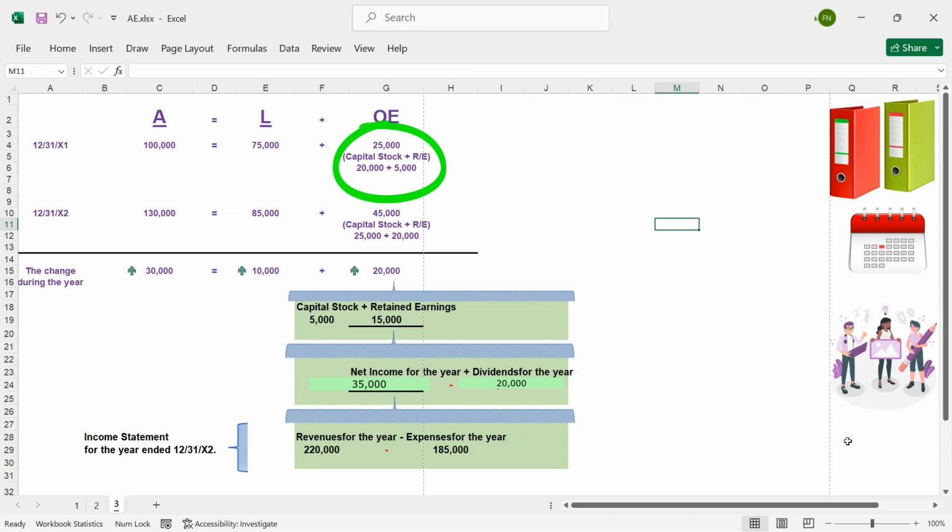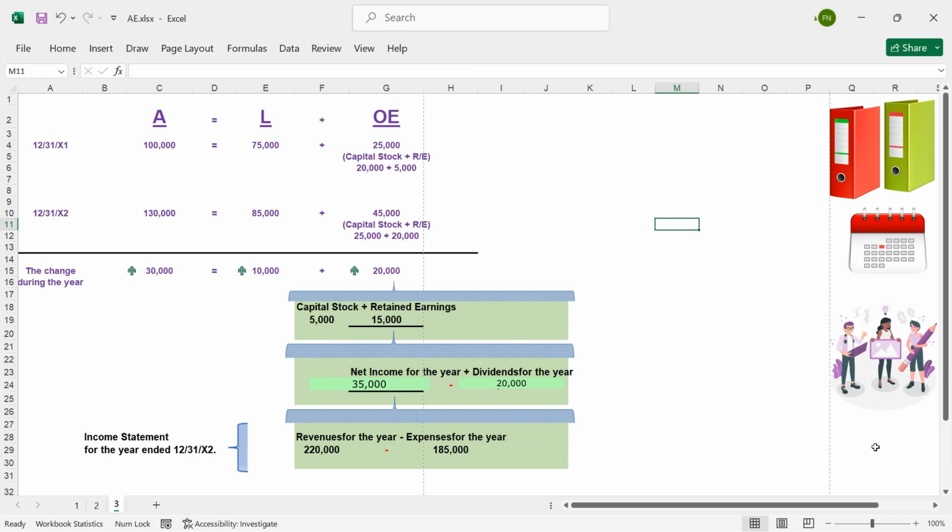And so let's take that $25,000 and break it down into those two categories or classifications of capital stock and retained earnings. Make an assumption that owners have contributed assets in exchange for stock amounting to $20,000 and that retained earnings as of the end of the year, 12/31/X1, amounts to $5,000. Okay, this is just the basic elements of the balance sheet at the end of X1.